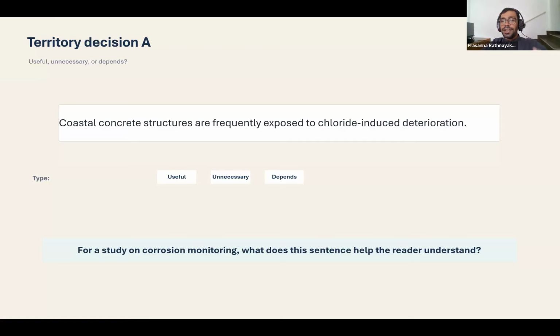Keep in mind, in sessions 1 and 2, we realized that all of our writing should fit the audience we are writing for. So this particular sentence, as Udara correctly said, for a concrete or corrosion journal reader, is a very good starting point. Without beating around the bush, the reader knows, oh yes, it's about chloride-induced deterioration, the coastal area thing. Yeah, it fits a corrosion journal, or rather an audience who knows about the subject.